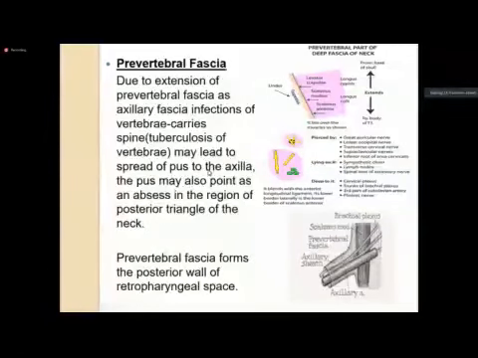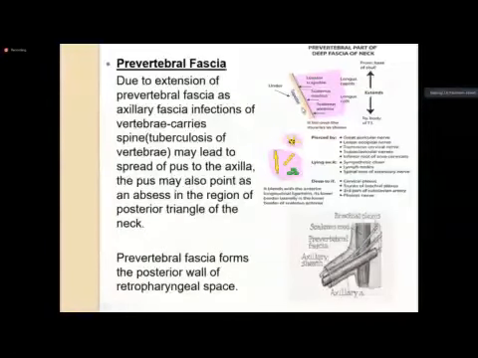और again अगर वहाँ पे है तो lymph node में जो है वो enlarge हो सकते हैं, abscess हो सकती है posterior triangle of the neck में, क्योंकि वहाँ से ये pierce करती हैं इसके बहुत से nerves और structures. Prevertebral fascia forms the posterior wall of the retropharyngeal space. ये क्या है retropharyngeal space, इसको हम अभी discuss करते हैं.